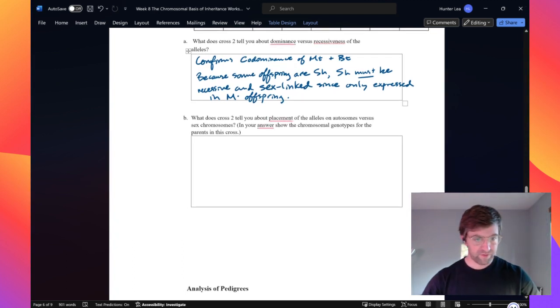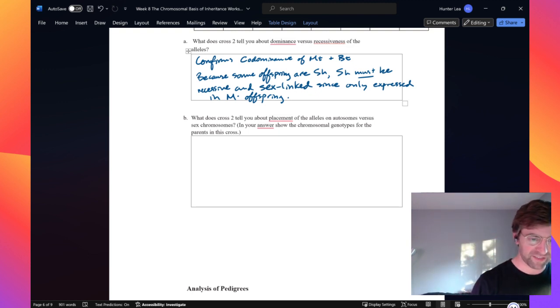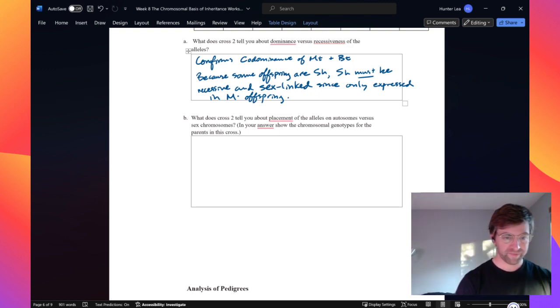What does cross 2 tell you about the placement of the alleles? That's exactly what we were just talking about.